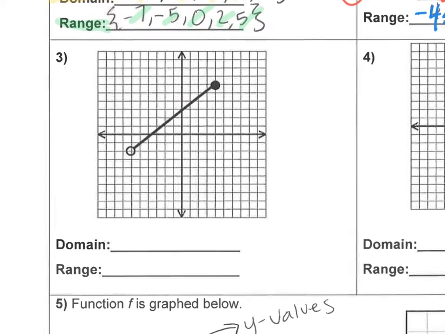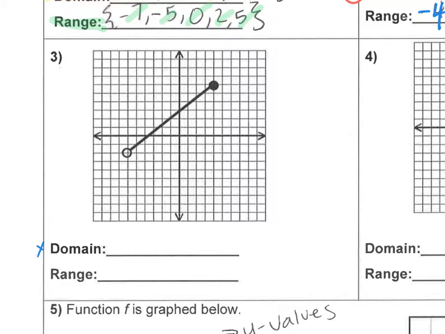Now let's take a look at number 3. I'm going to start by doing the domain, which is my x values. So I start by drawing a line through the x values. Now you don't necessarily have to draw the line as long as you can see it. And I notice that 1, 2, 3, 4, 4 is my highest x. 1, 2, 3, 4, 5, 6. Negative 6 is my lowest x value. So I know x is going to be between negative 6 and 4.